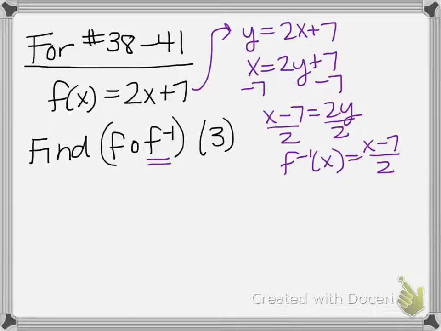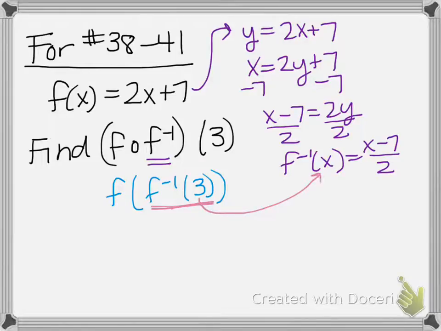Now if you go back to what we learned yesterday, this really means to do f of f negative 1 of 3. So if we think of the order here, just start with the inside function, and I'm going to take the 3 and plug it into the inverse first. So that's going to be 3 minus 7 over 2, which is negative 4 over 2, and I get negative 2.